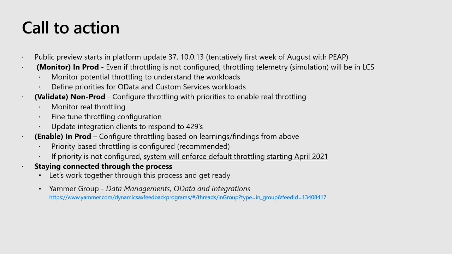The first step, once platform update 37 is in production, is to start monitoring the workloads and understanding the workload patterns using the report in LCS that Haitham showed. There is no throttling at this point in time; things continue to be the way they are. But there is a report available in LCS that you can think of as a simulation report. It shows, if throttling were enabled, how throttling would have happened, which requests would have been throttled, and which would have gone through. That report becomes important as a first step for us to understand and monitor our own workloads.